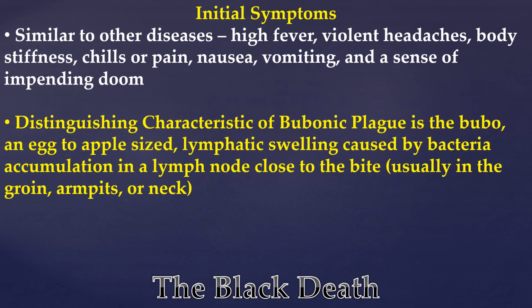The distinguishing characteristic of the bubonic plague is what's called the bubo, and this is an egg to apple-sized lymphatic swelling caused by bacteria accumulation in a lymph node closest to the bite, usually in the groin, armpits, or neck. So let's break that down. What does all that mean?